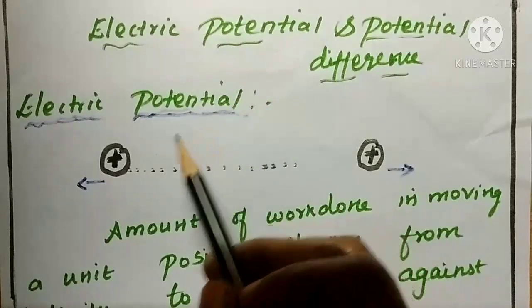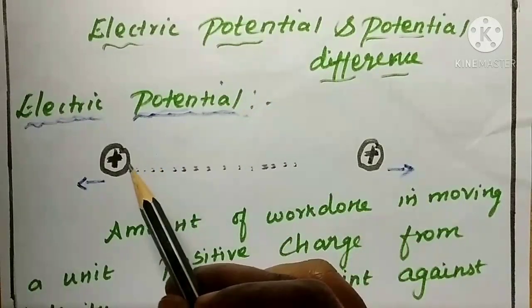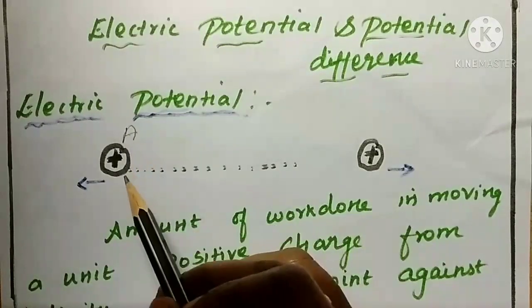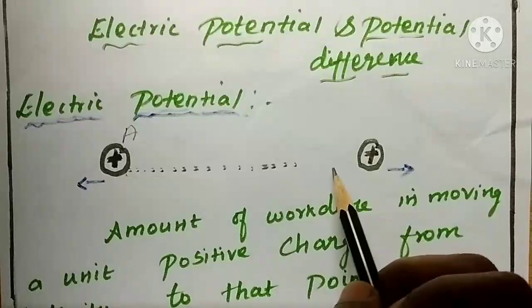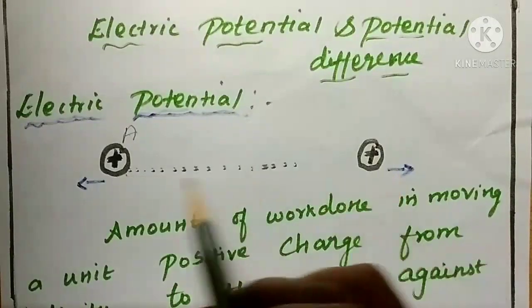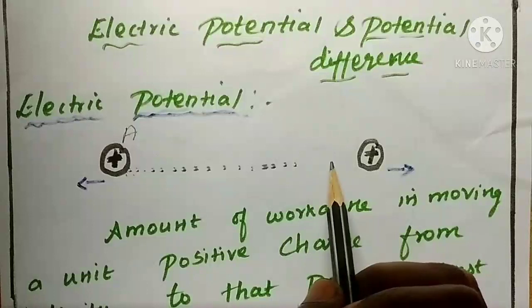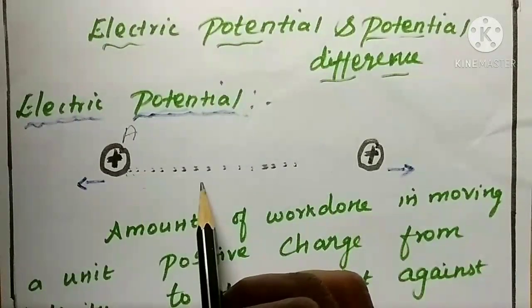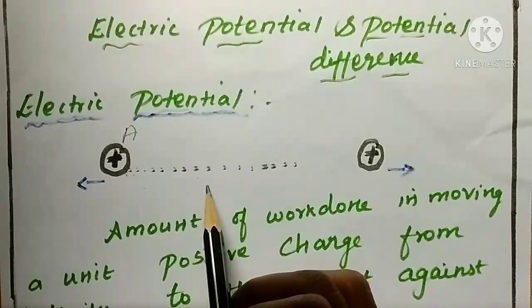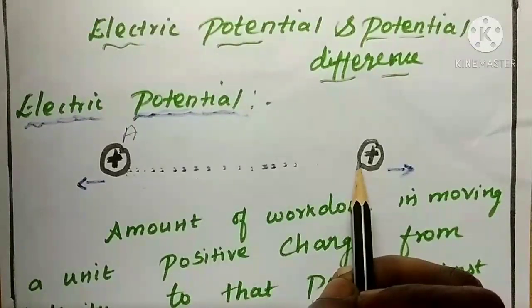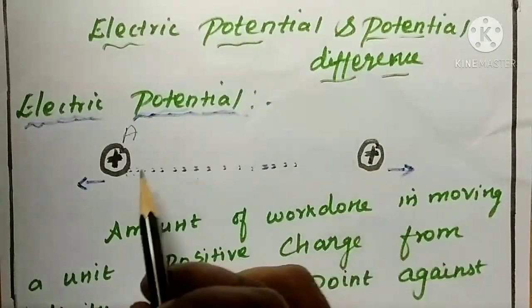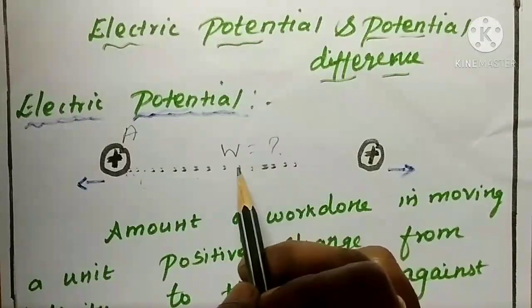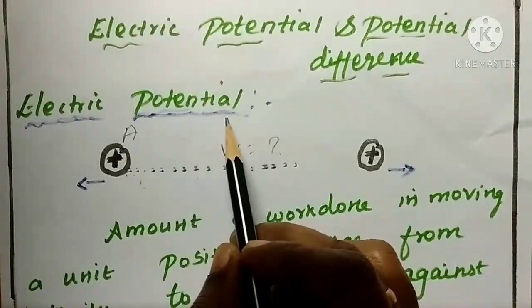Just listen here. Let us consider a positive charge. At point A, here is the positive charge, and at infinite distance another positive charge is there. You all know that both are positive charges, isn't it? So in between, what type of force is there? Yes, very good. Repulsive force. So, if we have to move the charge from infinite distance to this point, how much amount of work is said to be done? That is called the electric potential.